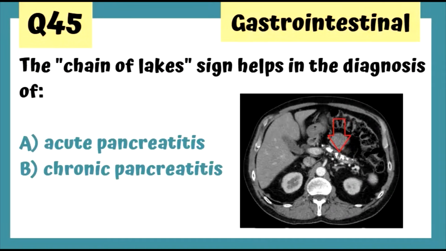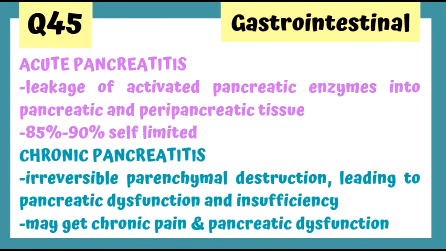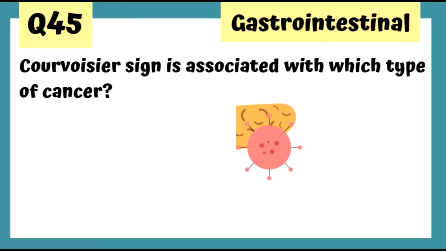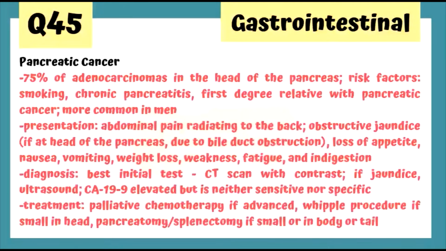The chain of lakes sign helps in the diagnosis of chronic pancreatitis. Because what's the pathophysiology? It represents the alternating stenosis and dilation of the main pancreatic duct on CAT scan and ultrasound, and that's seen in the chronic condition of pancreatitis. Chronic pancreatitis is the irreversible parenchymal destruction leading to pancreatic dysfunction and insufficiency, and patients may get chronic pain and pancreatic dysfunction. Courvoisier sign is associated with which type of cancer? That's pancreatic cancer, and that refers to a palpable, non-tender gallbladder. All right, here's a little bit about pancreatic cancer.